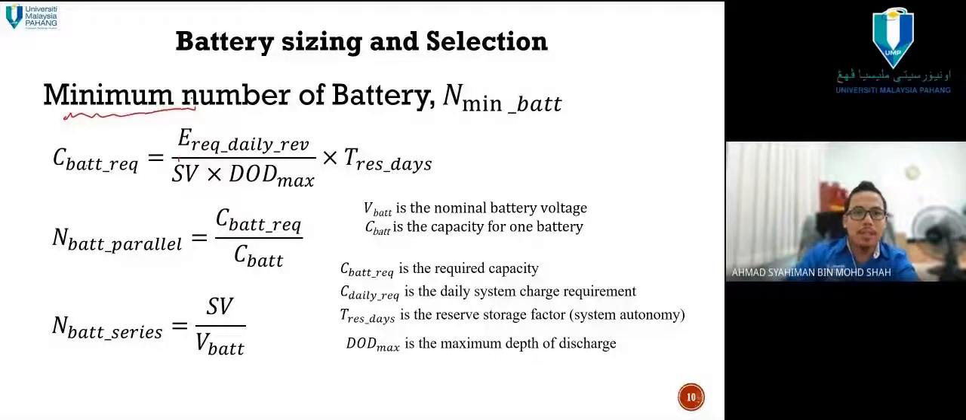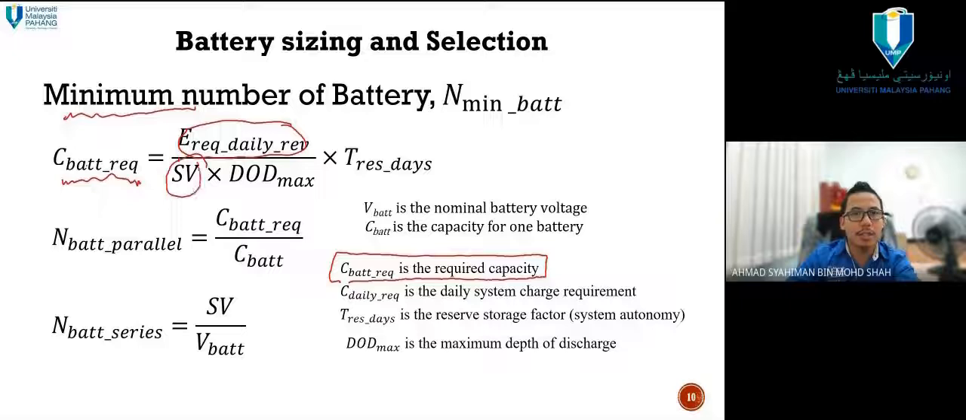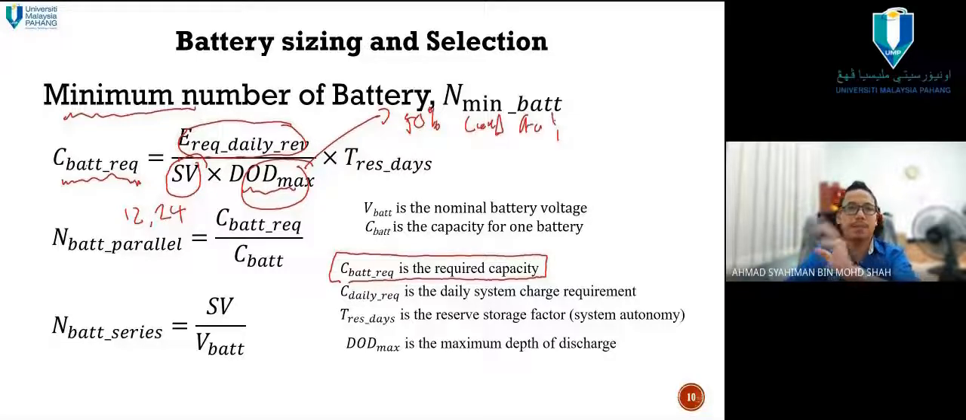Okay, so the battery charge requirement, system. Oh sorry, there is a term here. Required battery capacity for your system. Okay, first of all, don't forget the energy demand and don't forget the system voltage, if it's 12 or 24, and the DOD max. In the question I will give you the DOD, but for lead acid the typical value is 50% only.